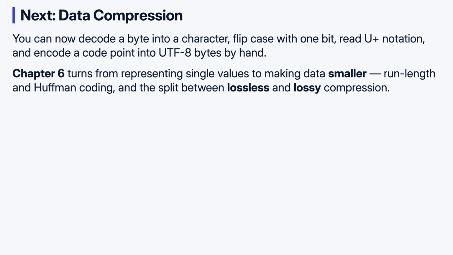So far, every chapter has been about representing a single value as faithfully as possible. Chapter 6 changes the goal. Instead of representing data, we ask how to make it smaller. We will meet run-length encoding and Huffman coding, and the important split between lossless compression, which loses nothing, and lossy compression, which trades detail for size. See you there.